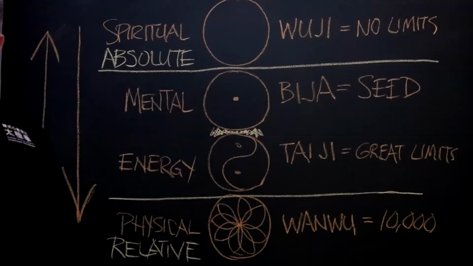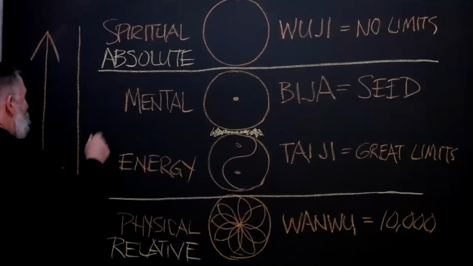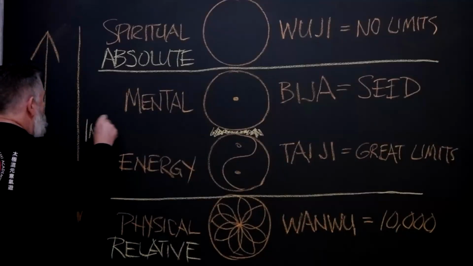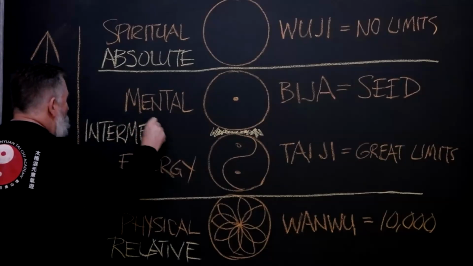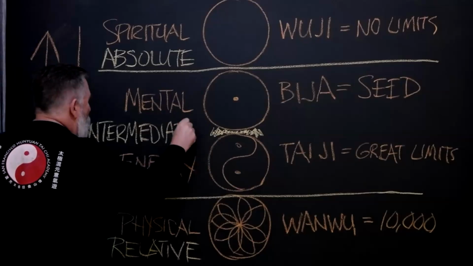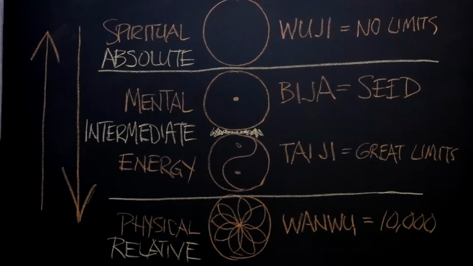The top level is the absolute level. The bottom level is the relative level. What are the two levels in between? A mix of absolute and relative. Real. Yes, that's true. It's true that they are. This is what I call them. All right, it's the intermediate levels.